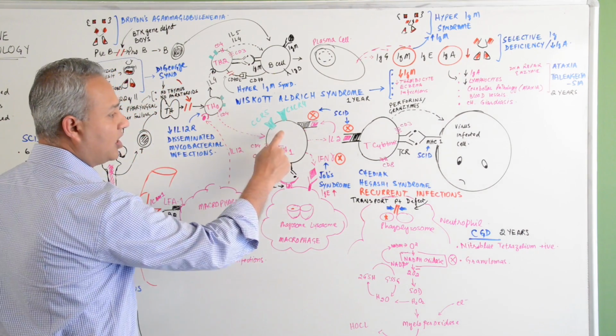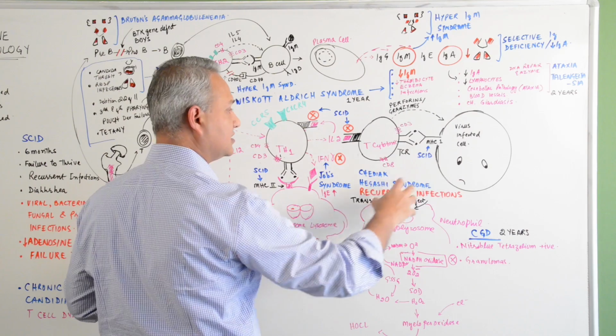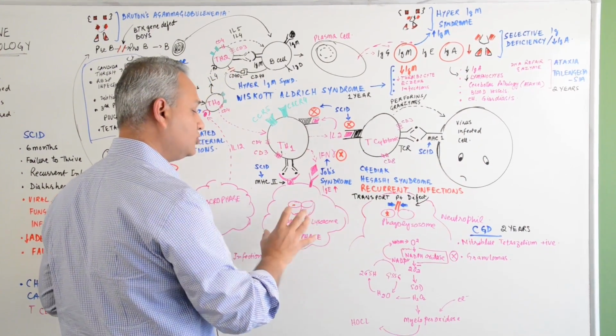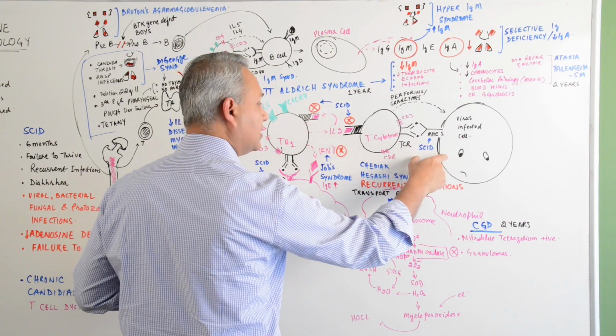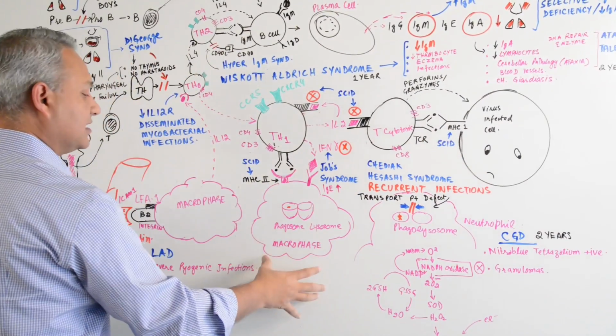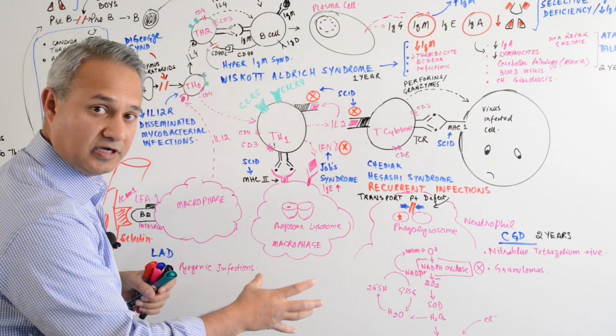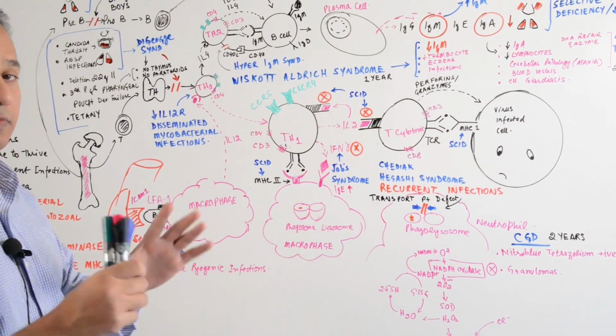So T helper 1 has caused killing of pathogen by two cytotoxic mechanisms. One is by CD8 and the second is the macrophage. Here the cell itself will be killed, here the pathogen will be killed. So these are the normal functions.